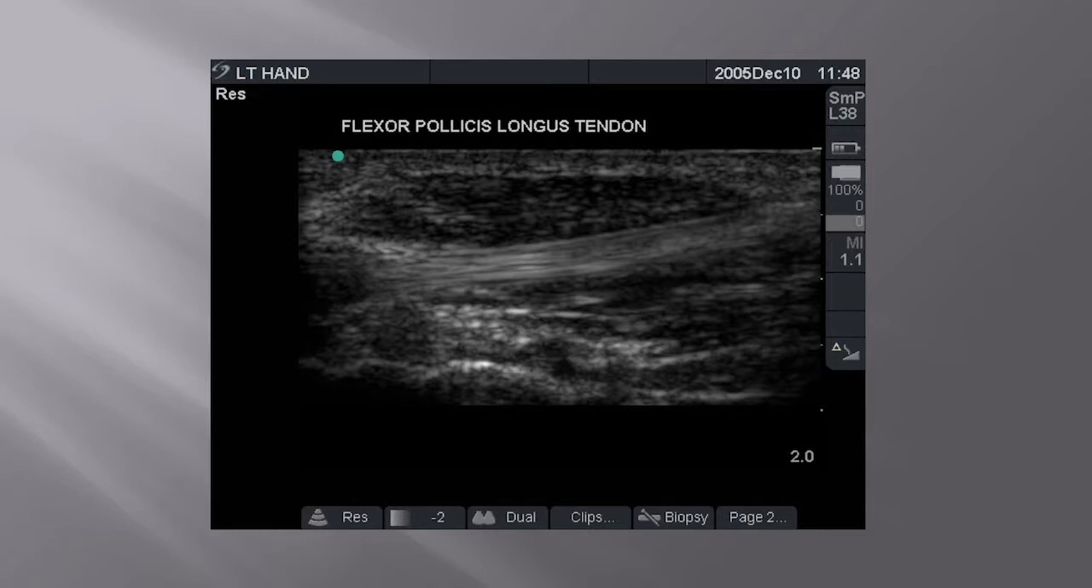As you look at this image, one of the things that you could do to maximize this image is you could change the depth. There's a button on the machine that changes your depth, and you'll see the corresponding depth on the side. It's in centimeters, just so you guys know. So this is 2 centimeters deep, okay? The structure I'm looking for is about a third of the way up. All right, so about 3/4 of a centimeter is where my tendon would be.